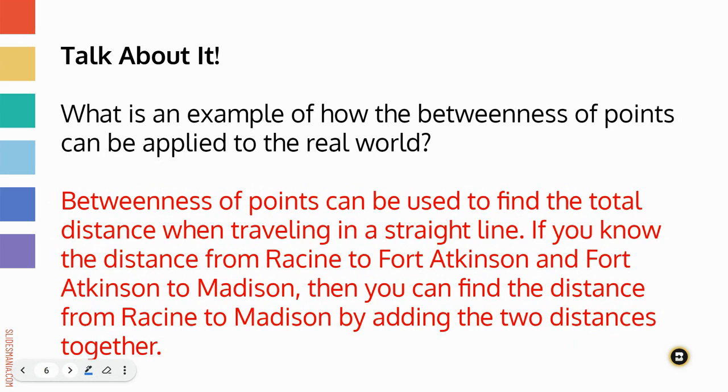So this is the talk about it section on the side of your page. What is an example of how the betweenness of points can be applied to the real world? We can apply betweenness of points to anything that is a straight line. Think about total distance when traveling somewhere. If you know the distance from Racine to Fort Atkinson, and then Fort Atkinson to Madison, then you can find the total distance by adding those 2 distances together, and you'll get the distance from Racine to Madison. That's just a practical application of betweenness of points.